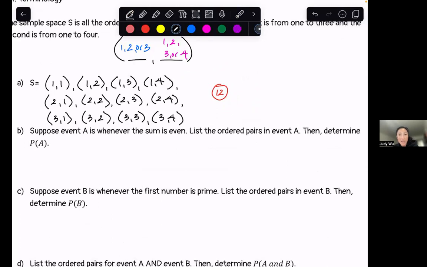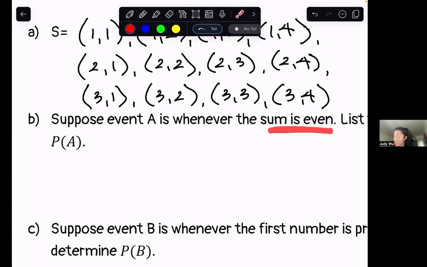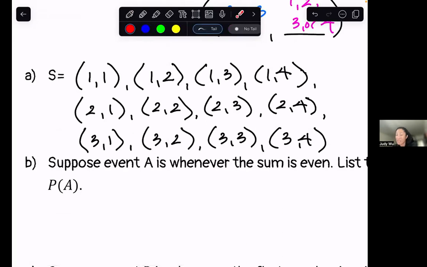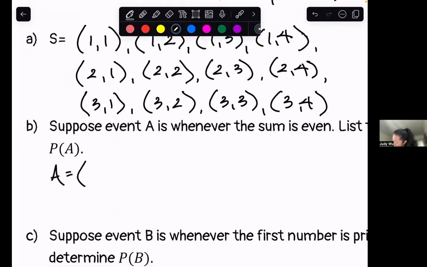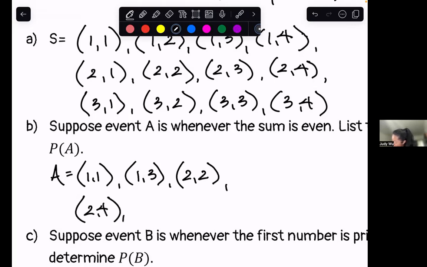Part B says, suppose that event A is wherever the sum is even. List the ordered pairs in event A, and then determine P of A. P of A really means we're looking for the probability of A. Let's list all the pairs where the sum is even. That means if I take the two numbers and add them, I get an even number like 2, 4, 6, 8. I can see that 1,1 has that, 1,3, then 2,2, 2,4, and then 3,1 and 3,3. So for event A we have 1,1; 1,3; 2,2; 2,4; 3,1; and 3,3.